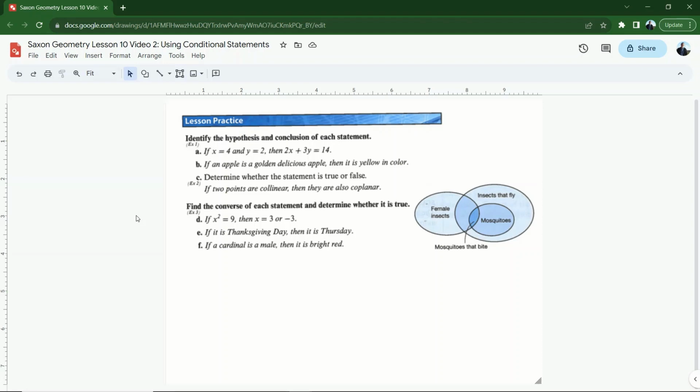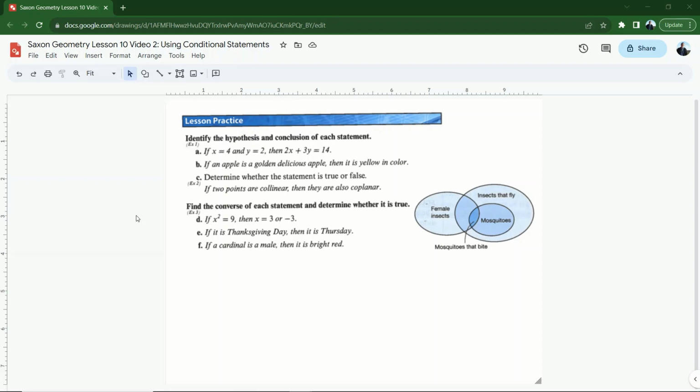We're ready for the lesson practice for lesson 10, but before we do that, I brought over this diagram from one of the examples from lesson 10 that just shows how complicated Venn diagrams can be. Notice that all mosquitoes are contained within insects that fly. So all mosquitoes are insects that fly. But not all mosquitoes are female insects, and not all insects that fly are female insects. There are these different degrees of overlap.